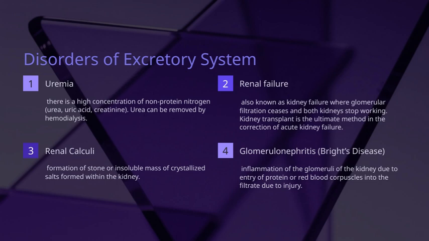Next, we have renal calculi, which are essentially stones or insoluble masses made of crystallized salts that form within the kidney. These stones can cause significant pain and obstruct urine flow, making their management crucial. Finally, uremia is characterized by a high concentration of non-protein nitrogen compounds like urea, uric acid, and creatinine in the blood. When urea levels become too high, hemodialysis can be performed to remove these toxins and help stabilize the patient. All of these conditions highlight the importance of the excretory system and its critical role in maintaining our body's internal balance and overall health.